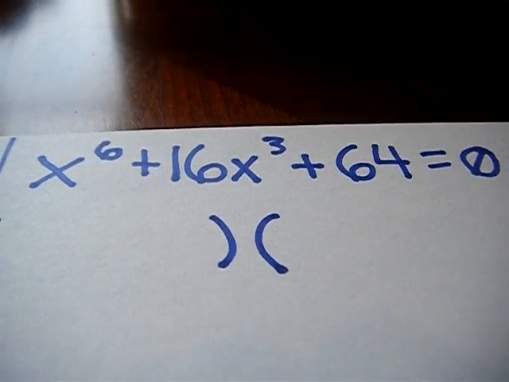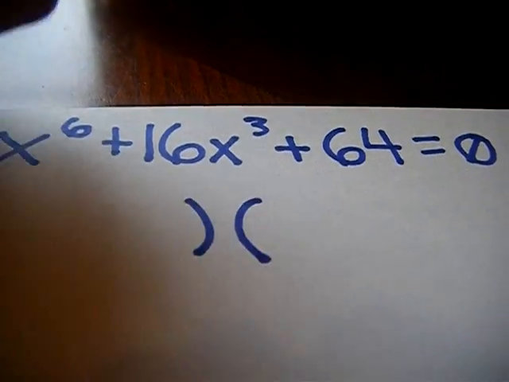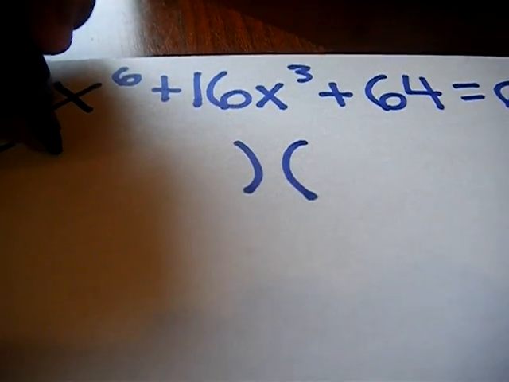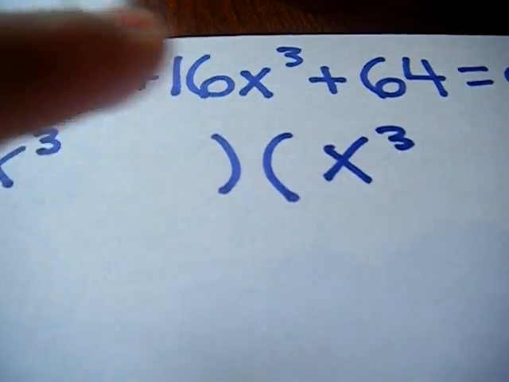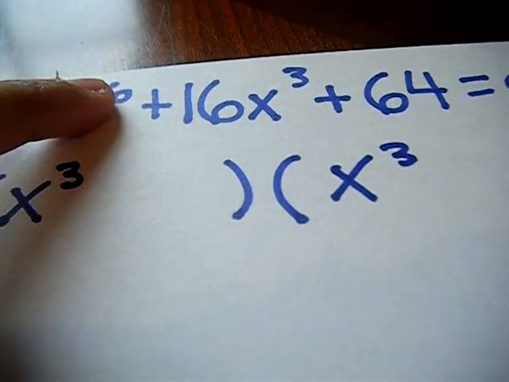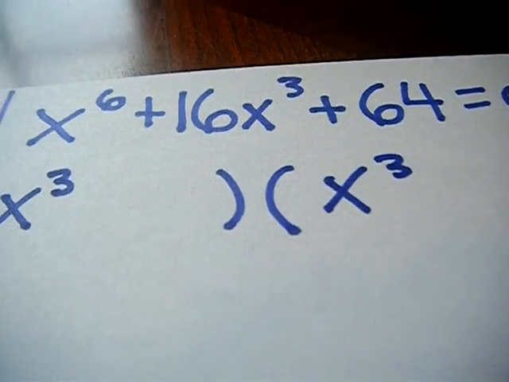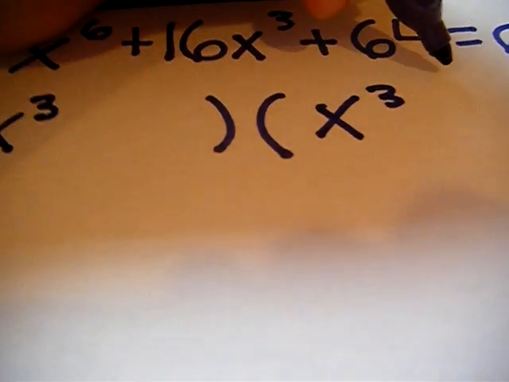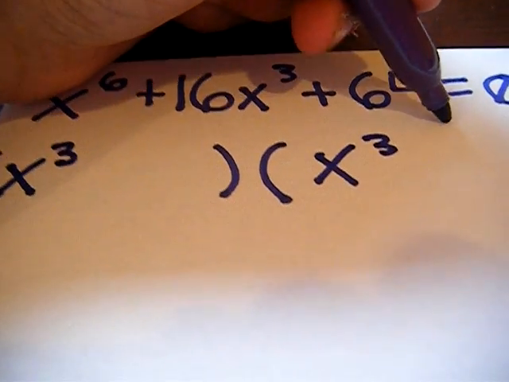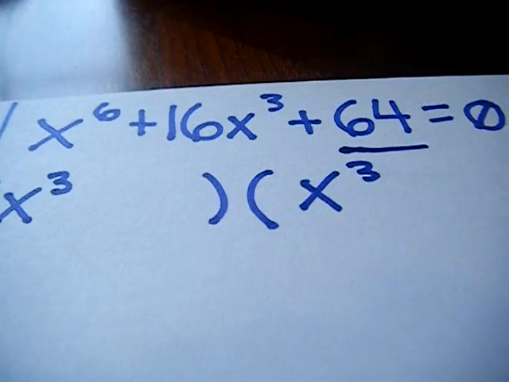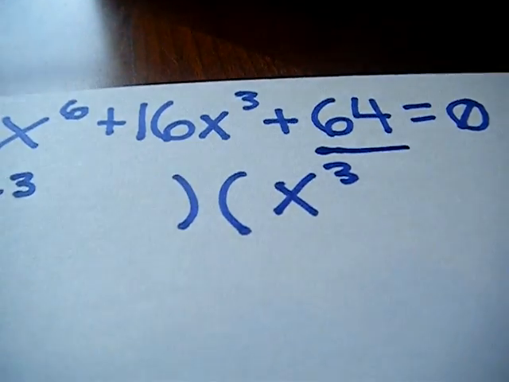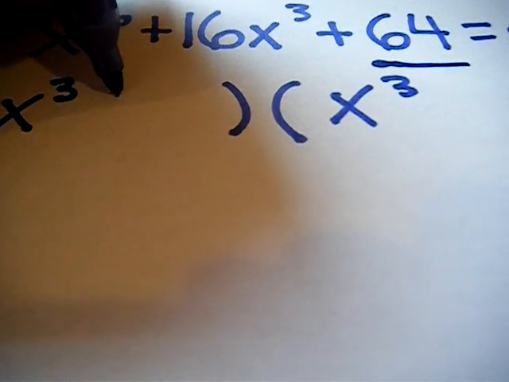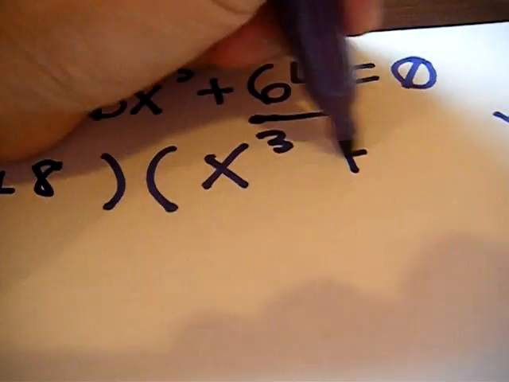So what we know is that if we factor it, it will start with x to the 3rd here and x to the 3rd here, because x to the 3rd times x to the 3rd does equal x to the 6th. And then also we need to find a number that multiplies to be 64 and adds up to be 16, and we know that is 8. So we fill that in as x to the 3rd plus 8 and x to the 3rd plus 8.